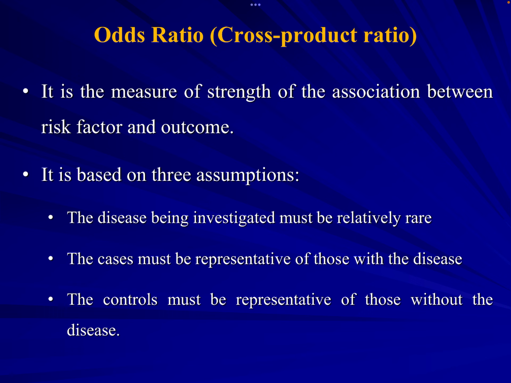Next is odds ratio, also known as cross product ratio. It is the measure of strength of association between risk factor and outcome, and it is based on three assumptions. The disease being investigated must be relatively rare, the cases must be representative of those with the disease, and the controls must be representative of those without the disease.